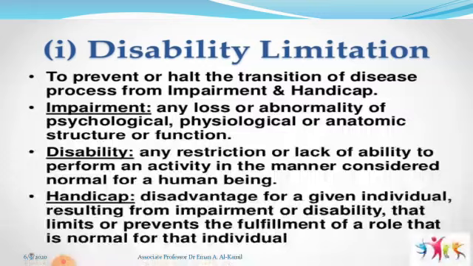So more elaboration of this term: the ability to prevent or halt the transition of the disease process from impairment to handicap. Impairment is any loss of or abnormality of the psychological, physiological or anatomic structure, as we mentioned. Disability is any restriction or lack of ability to perform activity, as we mentioned previously. And handicap is when he is unable to perform some social role. And the same example can be applied for an individual who has coronary heart disease.